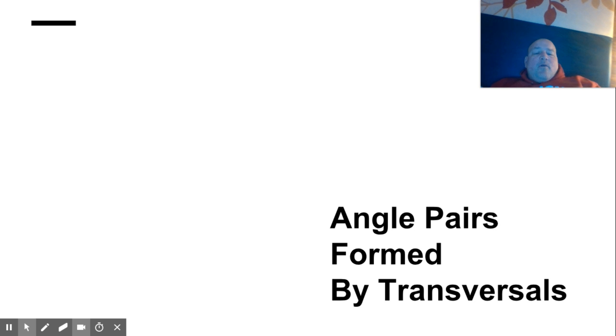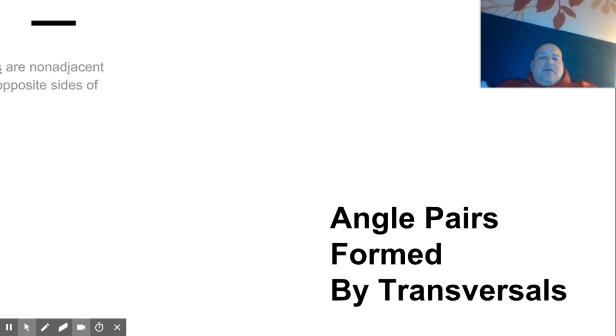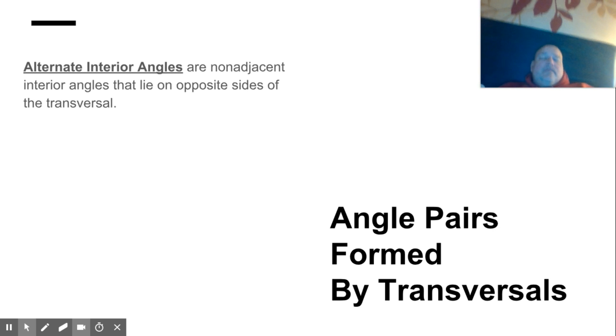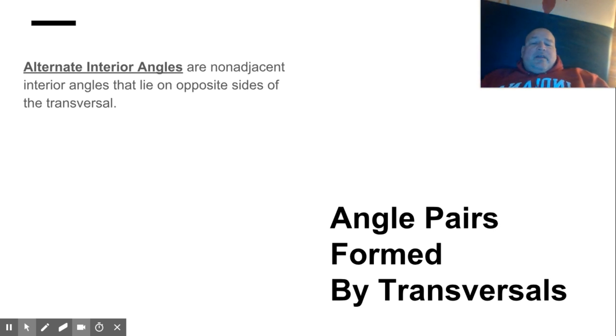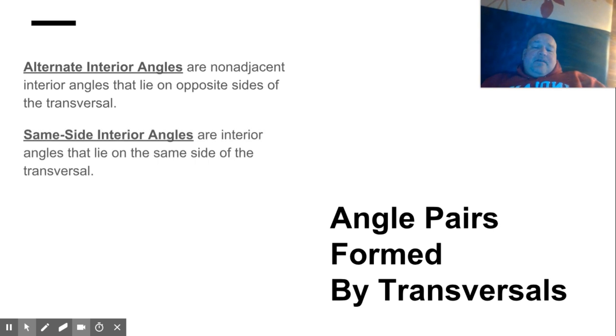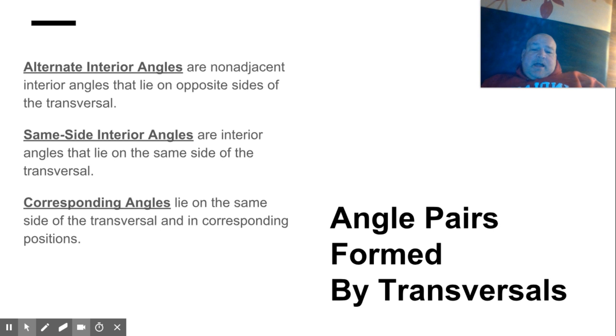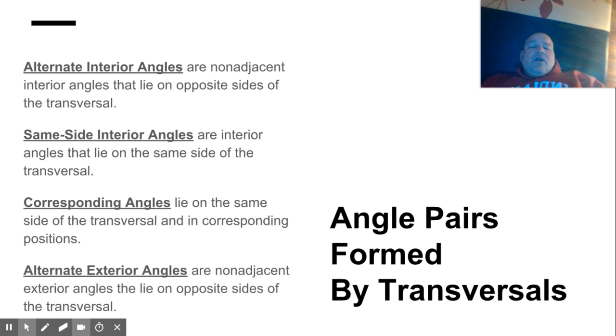Take a look at this. The angle pairs formed by transversals. Alternate interior angles are non-adjacent interior angles that lie on opposite sides of the transversal. We'll show you this in a diagram in just a second. Non-adjacent means they can't share a vertex, they can't share a side. Same side interior angles. Well, they're interior angles that lie on the same side of the transversal. Corresponding angles lie on the same side of the transversal, and they're in corresponding positions. And finally, alternate exterior angles. They're non-adjacent exterior angles that lie on opposite sides of the transversal.